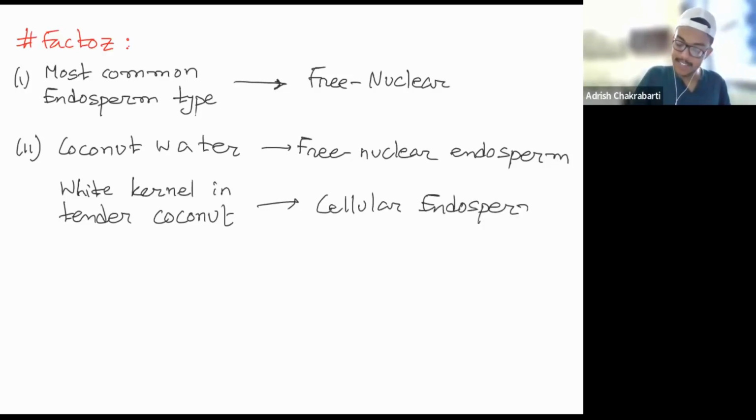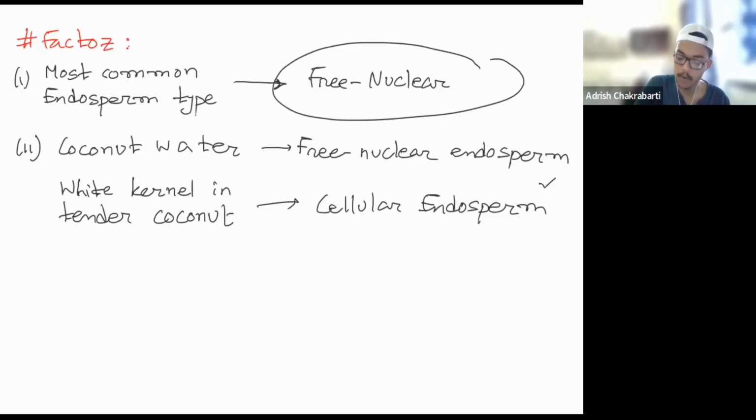See, just witness the beauty. Initially you have free nuclear endosperm in the form of the coconut water, and you have cellular endosperm in the form of the white kernel surrounding it. So this is the beauty of nature. Okay, so you just keep these two facts in mind. They're present in NCERT as well. The most common endosperm type is free nuclear, and we have coconut water as free nuclear endosperm and the white kernel in the tender coconut as cellular endosperm.